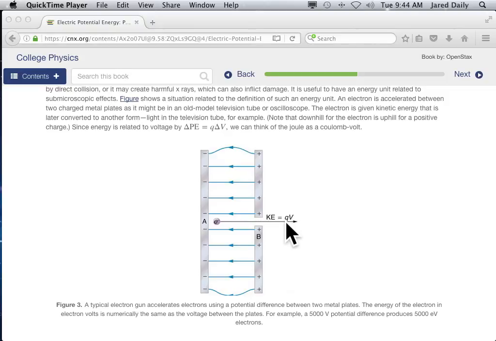And what we do is when we're dealing with these small particles, we actually are going to use this Q times V as our energy unit. And we're going to say that the Q is going to be equal to the elementary charge, 1.6 times 10 to the minus 19. And then the voltage will be equal to whatever the voltage is. And we're going to call this unit electron volts.